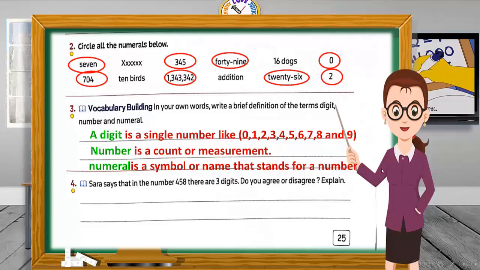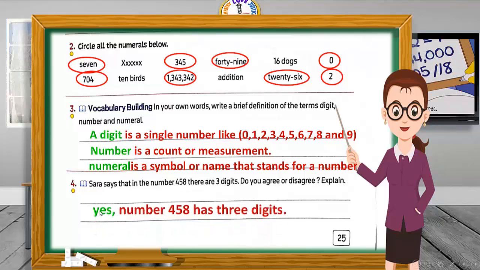Agree or disagree? 458 consists of 3 digits or 4 digits? Excellent. Yes, number 458 has 3 digits.